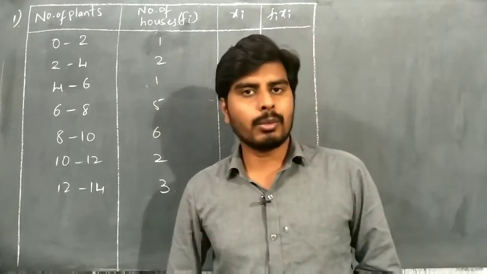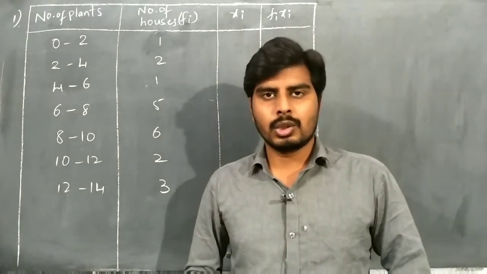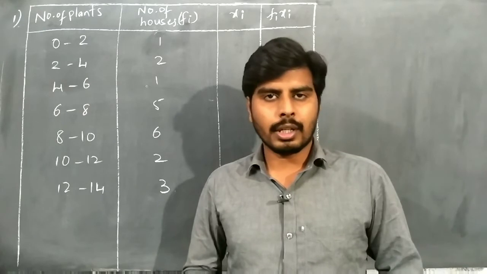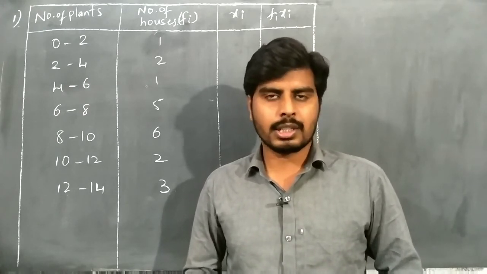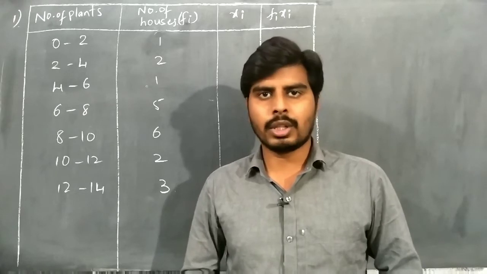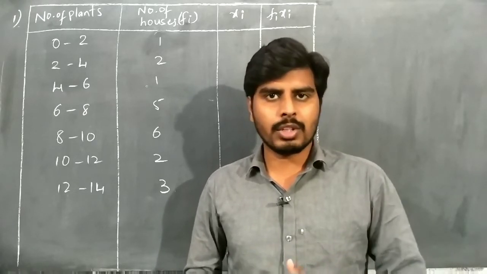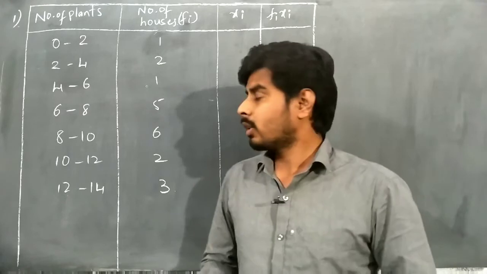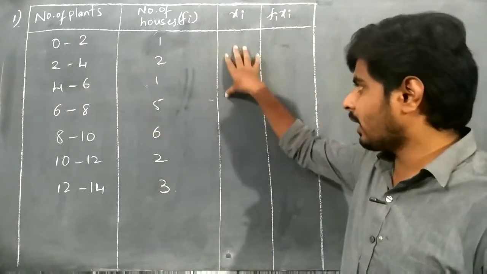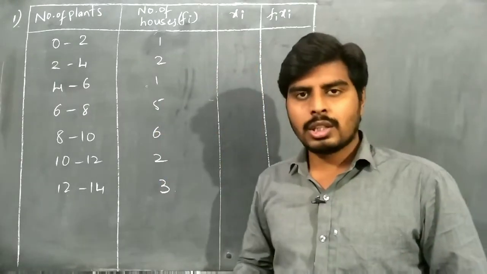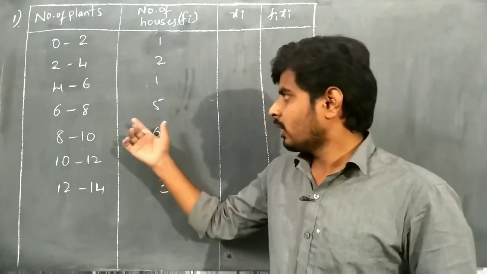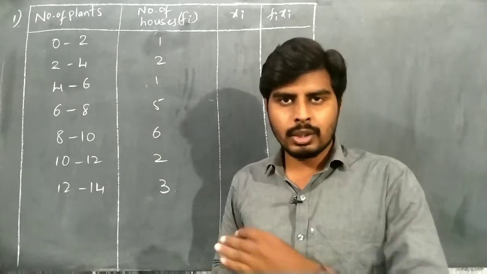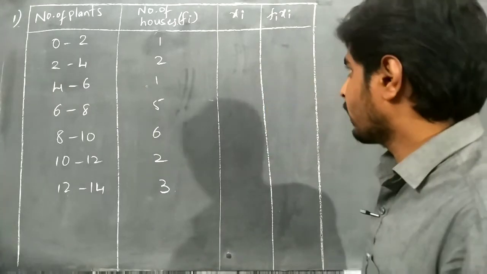So here I am going to use the direct method. This problem we can solve by using the direct method, deviation method, or step deviation method, but it is convenient to take the direct method. So when do we use the step deviation method? If the values of Fi and Xi are very large, then we go for step deviation and deviation methods. So this is very easy to find by using the direct method. Okay, so look here.